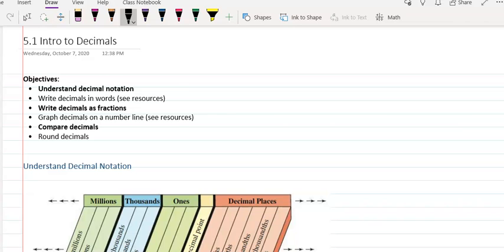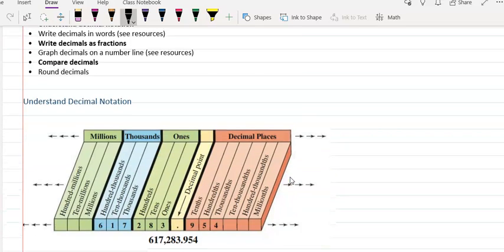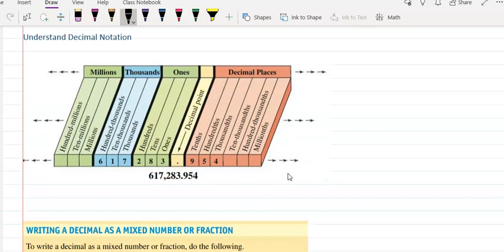Okay, so we're beginning Chapter 5, which is all about decimals, and the first section is an introduction to them. I'm going to talk just about 3 out of the 6 topics in the section, which is understanding decimal notation very briefly, and then mostly we're going to spend time working on writing decimals as fractions, and we're also going to talk about comparing decimals.